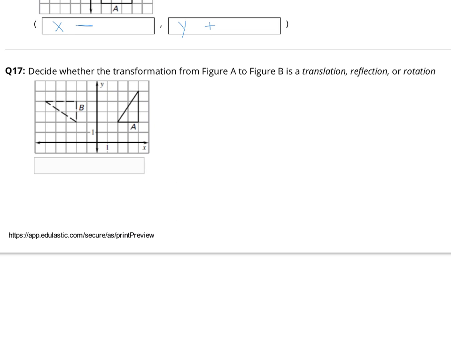Number 17, they want you to describe from A to B. Is it a translation, a reflection, or a rotation? Okay, how is this being moved from A to B? Those are your choices. Make sure you type it in down here.